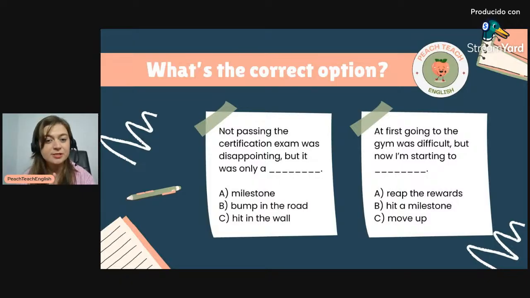At first, going to the gym was difficult, but now I'm starting to blank. Is this going to be A, B, or C?